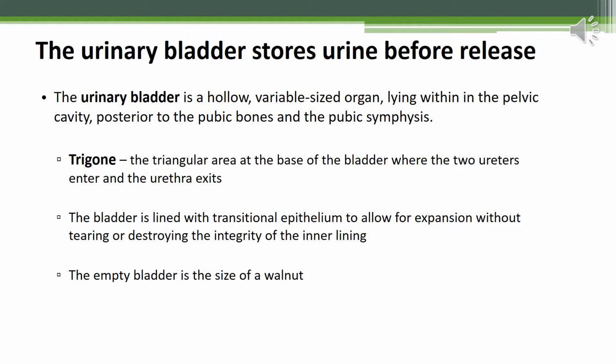The bladder is lined with transitional epithelium, which allows it to expand without tearing or destroying the integrity of the inner lining of the bladder. An empty bladder is actually the size of a walnut, so I guess the reason they're saying it's variable-sized is that the size of the bladder depends on how much urine is being stored in there.